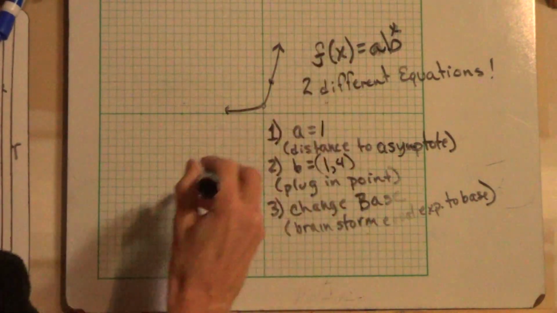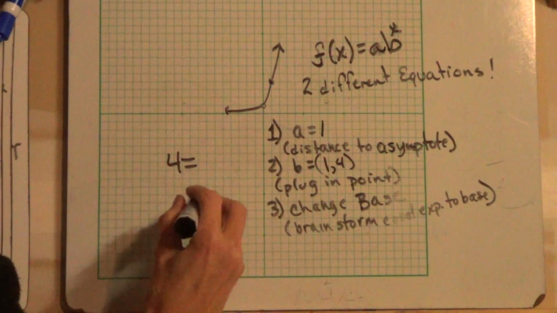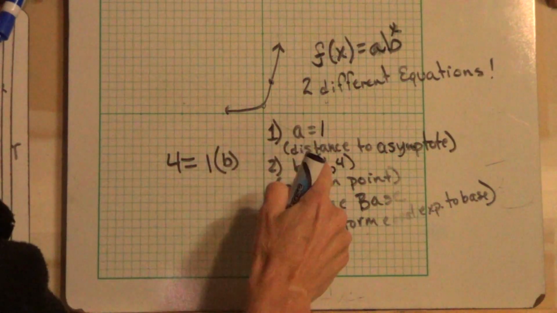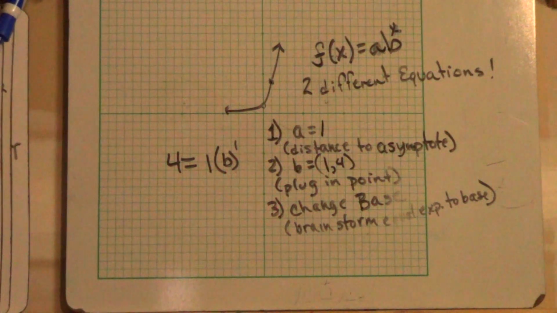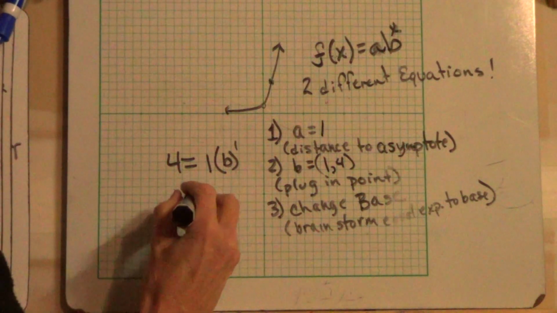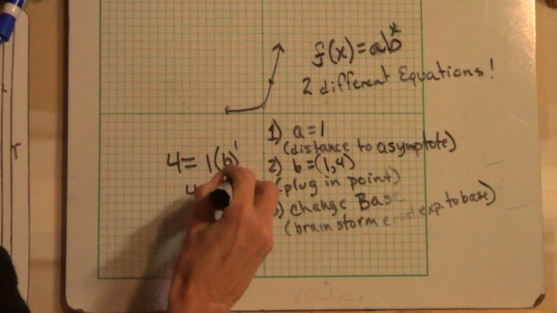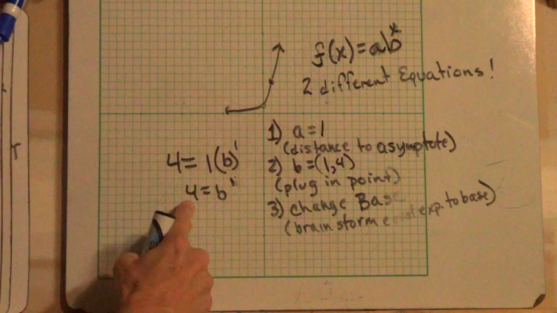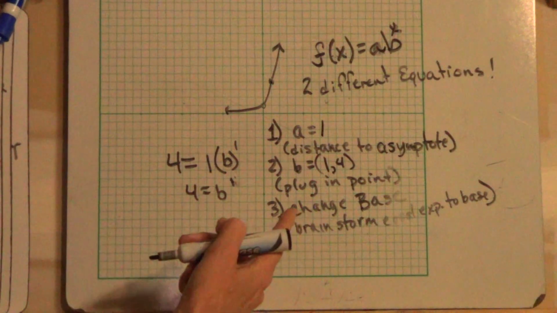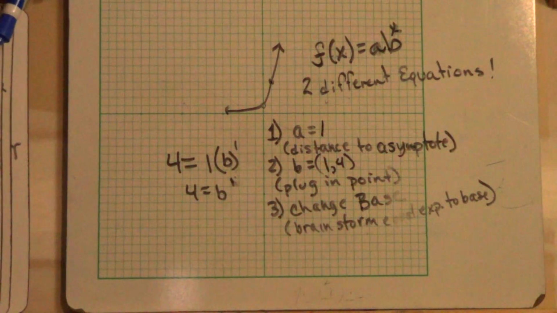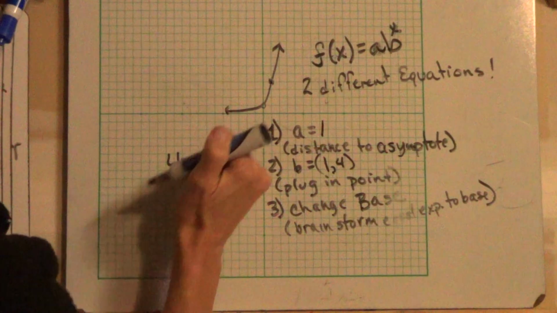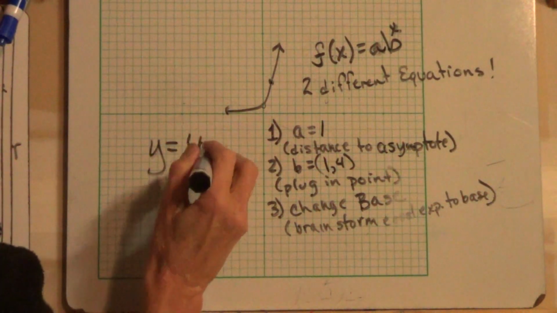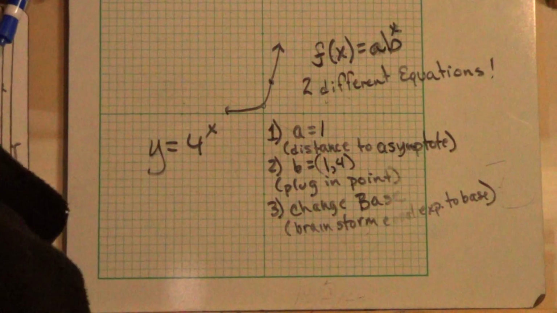Our y value is 4 equals A is 1 times B to the first. Well, we divide by 1, we get 4 equals B to the first power. What would B have to be? I hope you're saying B has to be 4, because 4 to the first power is equal to 4. So, now we can write that equation as y equals 4 to the x.